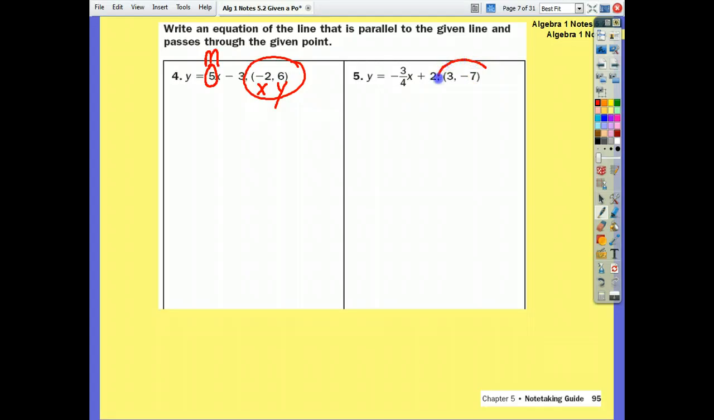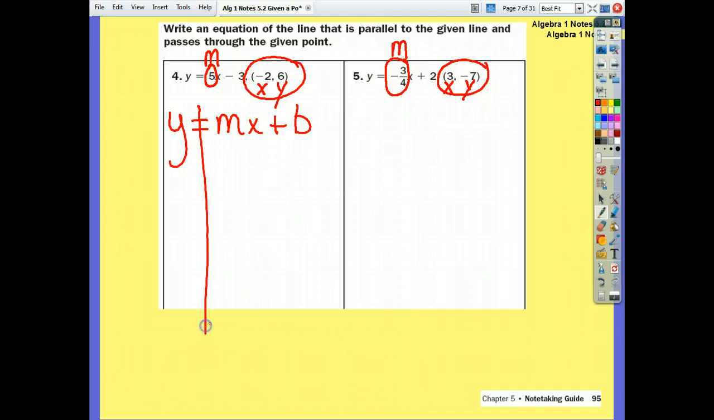Let's go right over here. Here's our ordered pair. Label them, my x and my y. What is my slope? What's my m that I'm going to need for a parallel line? I use exactly what they have. So this is my m, so label it. Do I need to do anything with this -3? Nope, it's just extra information right now. Unless they wanted us to graph it, then I'd have to use it later. But in y equals mx plus b right now, we don't need to use that -3. We only need to use our m, our x, and our y.